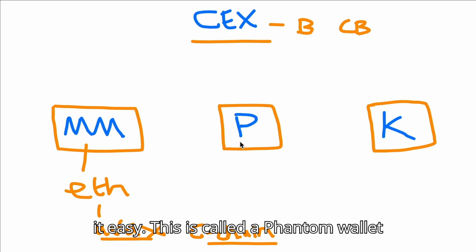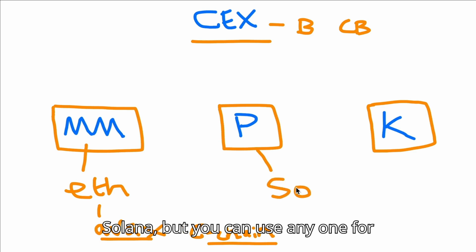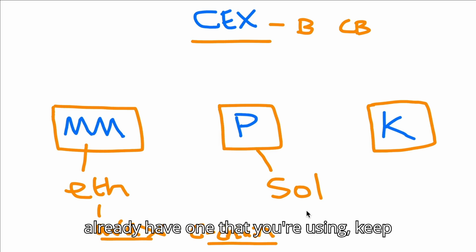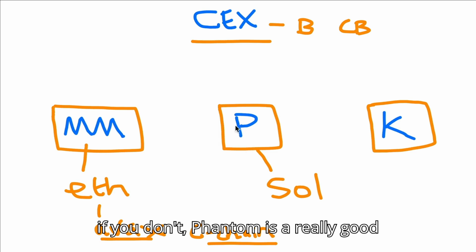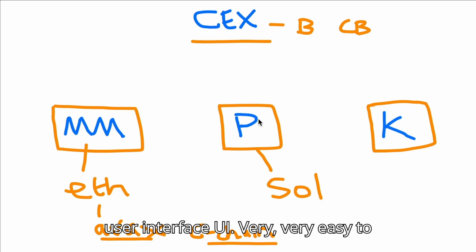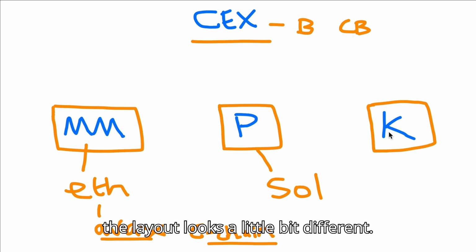This is called a Phantom wallet, and this is the one I recommend using for Solana, but you can use any one for Solana that's compatible. So if you already have one that you're using, keep using that. That's absolutely fine. But if you don't, Phantom is a really good one to use. Very, very simple user interface, UI. Very, very easy to use. They're all kind of the same. When it comes to buying and selling, it's just the layout looks a little bit different.